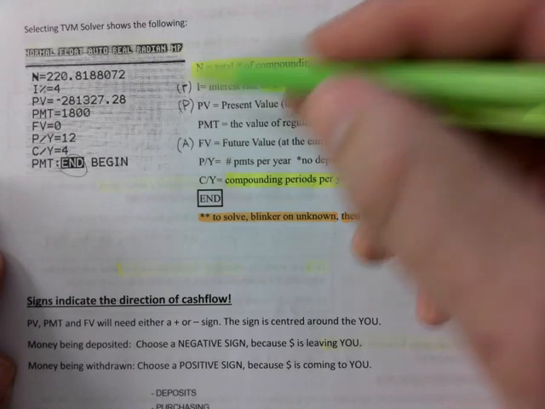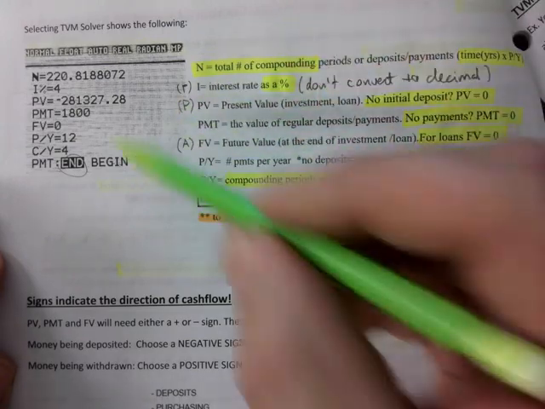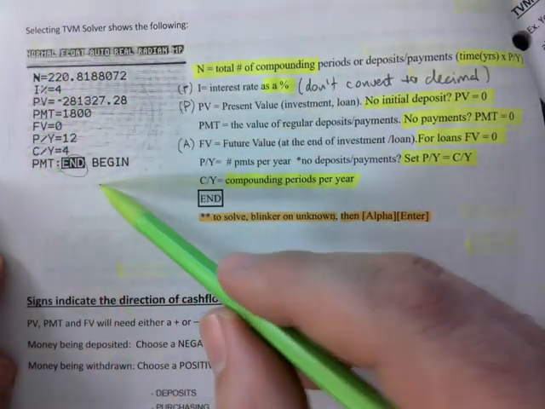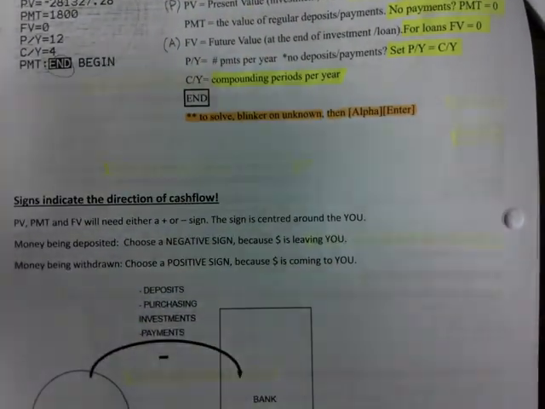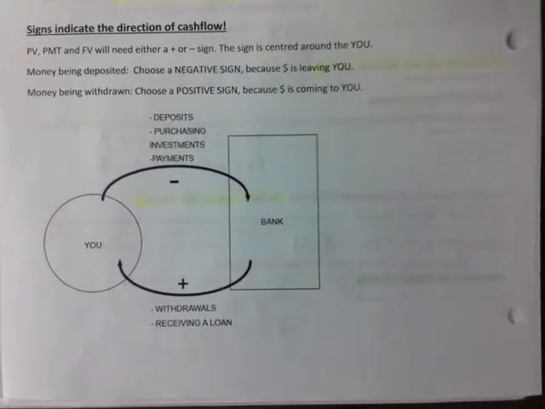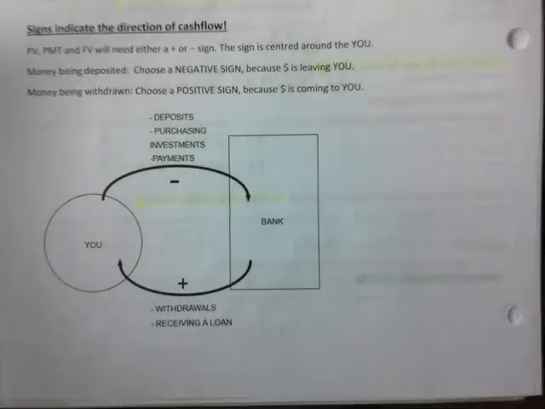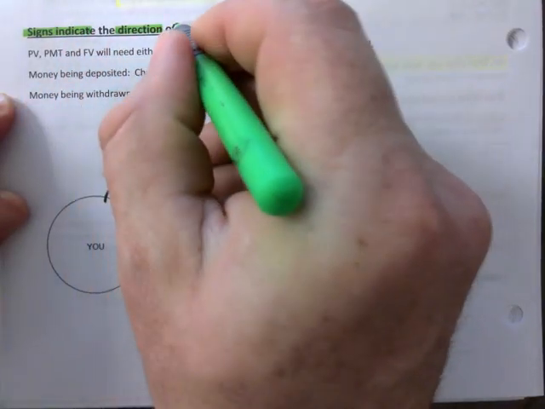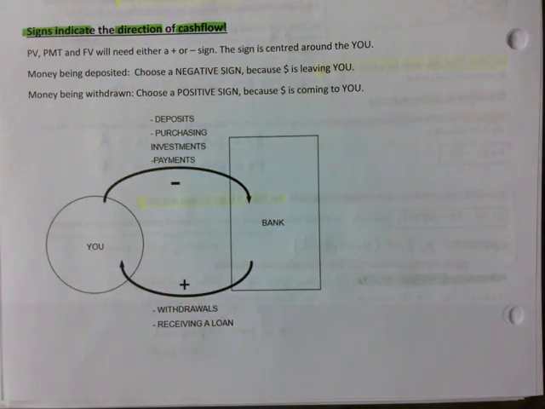Okay, so this is something we're going to have to practice a lot, how to use this thing to help us out. One more thing before we start using it: signs indicate cash flow direction. Signs indicate the direction of the cash. Which way is the cash going?